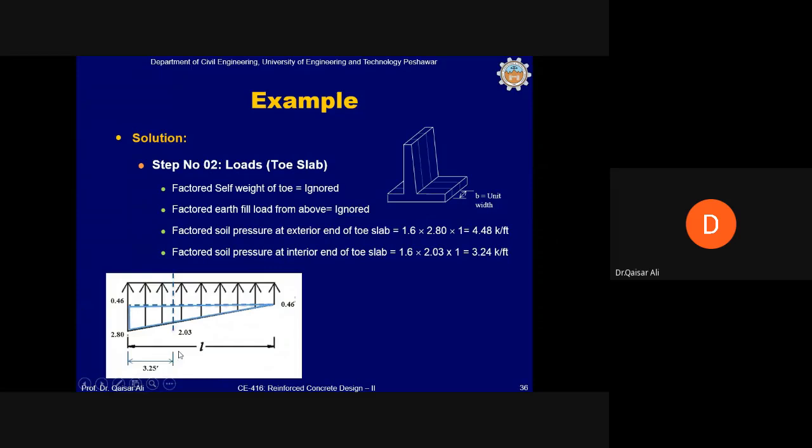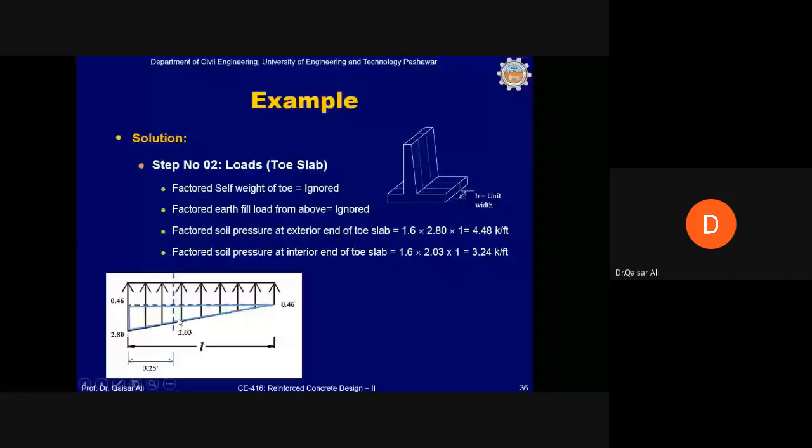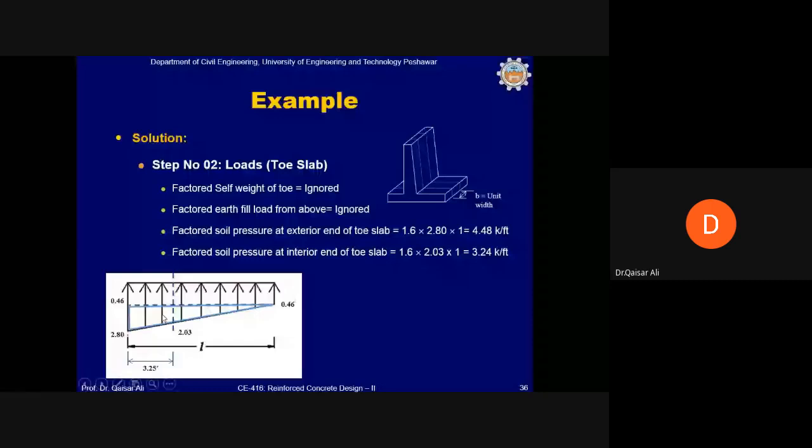This part of the pressure, you can see the mouse, is basically acting upward on the toe, and this will cause bending moment in the toe, and the reinforcement will be provided on the bottom of the toe for this bending moment. You know this ordinate is 0.46. The total, this ordinate, is 2.03. This can be calculated, it's very simple.